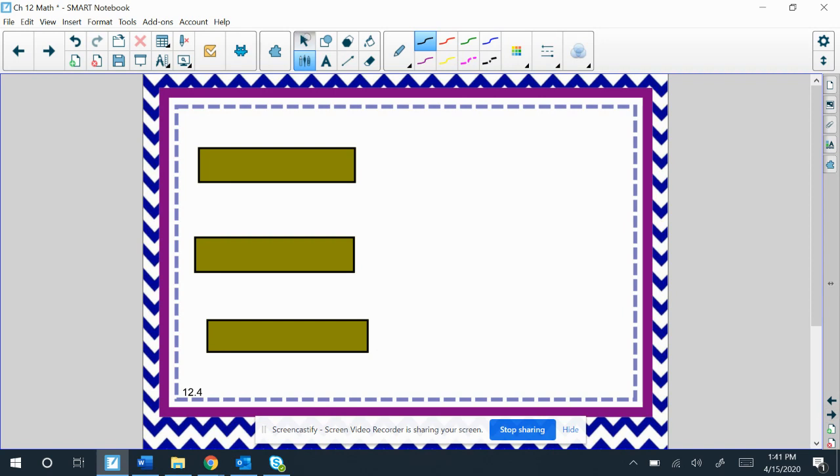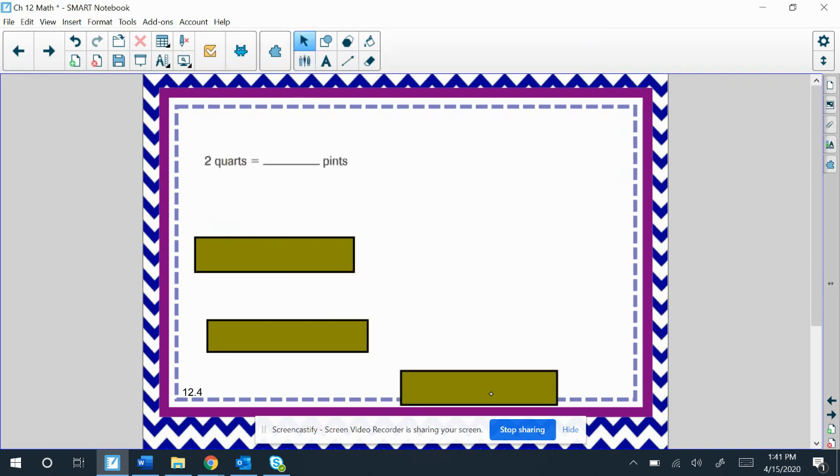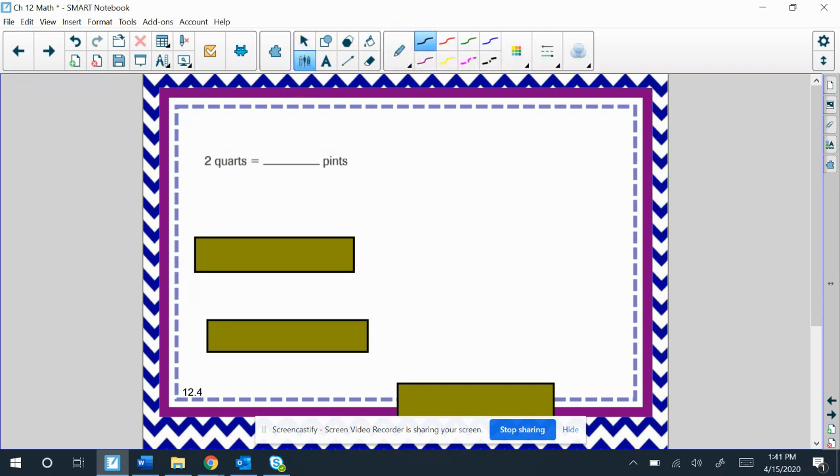Here's the first thing we're going to take a look at. 2 quarts equals how many pints? Well, first thing I need to do is find out which one is my smaller unit, quarts or pints. Pints is the smaller unit, quarts is larger. So we're going to turn that larger quart into the smaller unit, pints. And in order to do that, we need to draw our pitcher. It says quarts, that's the Q. I'm going to draw the pitcher for Q.